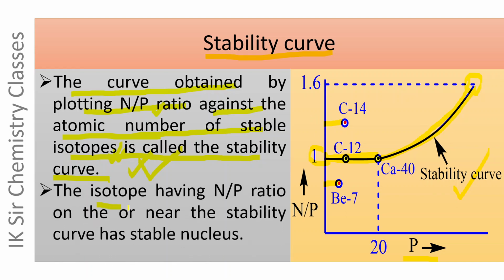The isotopes having N by P ratio on or near the stability curve have a stable nucleus. The isotopes whose N by P ratio lies on the stability curve or near the stability curve have a stable nucleus and they are non-radioactive. On the other hand, the isotopes having position much below or much above the stability curve have an unstable nucleus, and such isotopes are radioactive.